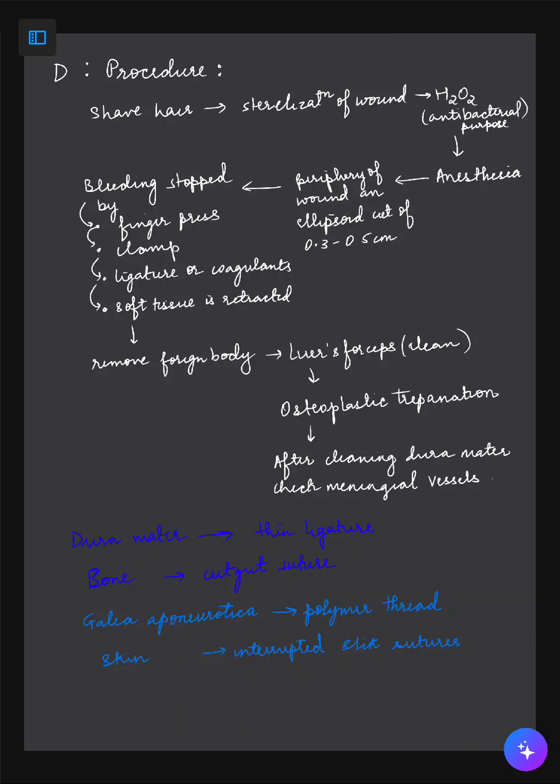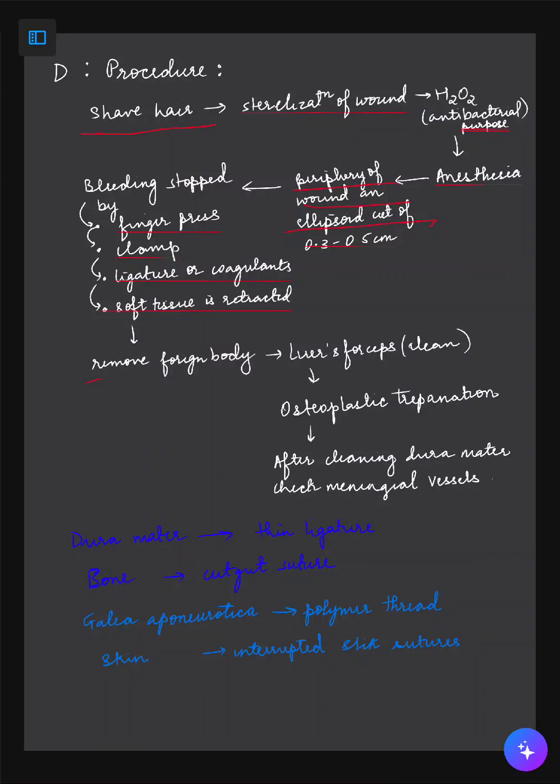So the procedure is, we need to shave the hair of the patient, we need to sterilize the wound, and then we need to put hydrogen peroxide for antibacterial purpose, and then we need to give anesthesia. After giving anesthesia, we need to cut the periphery of the wound. We would cut in the ellipsoid manner, which would be 0.3 to 0.5 centimeter. Now, bleeding would be stopped by, we should first finger press, then we should put a clamp, ligature or coagulant should be used, and then the soft tissue is retracted.